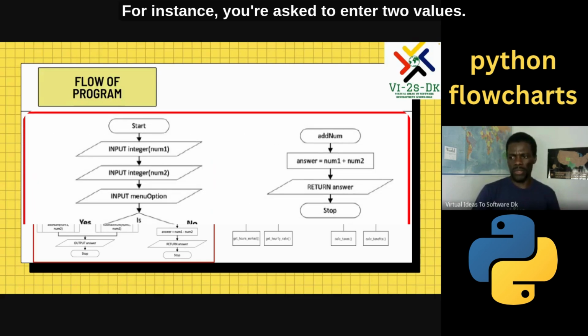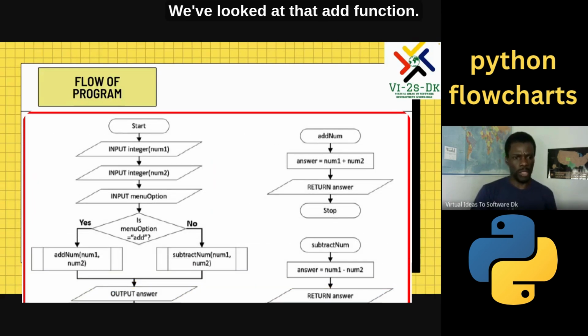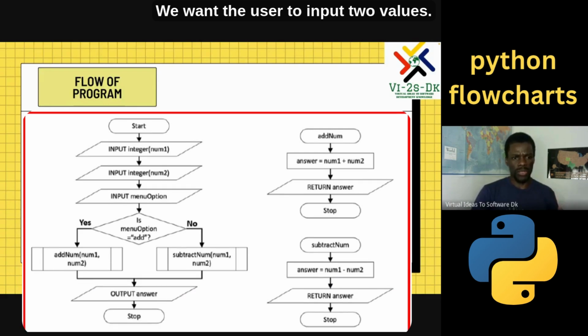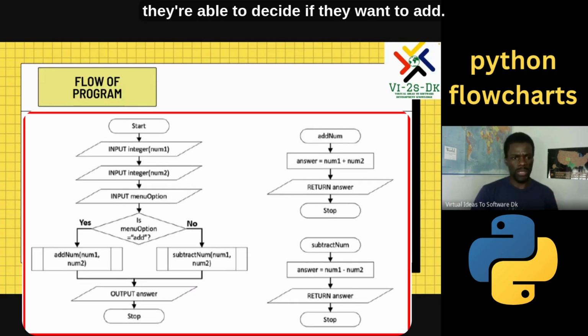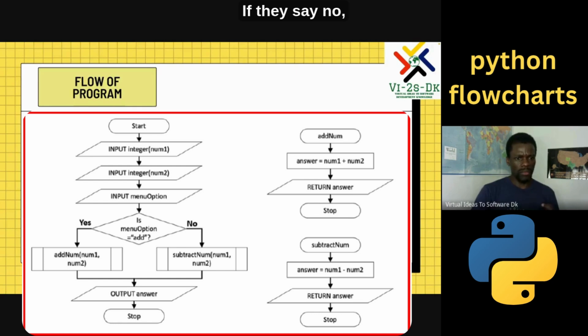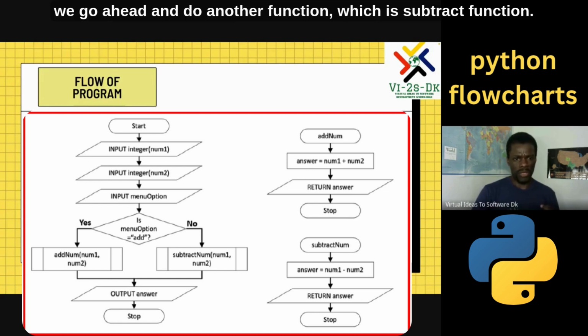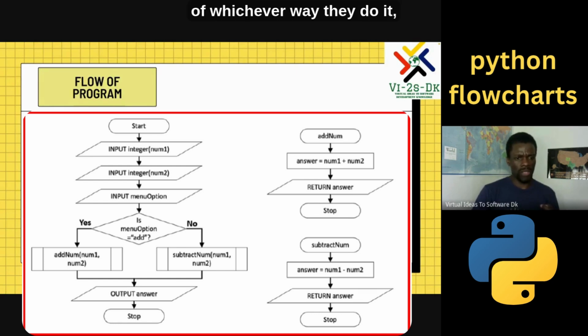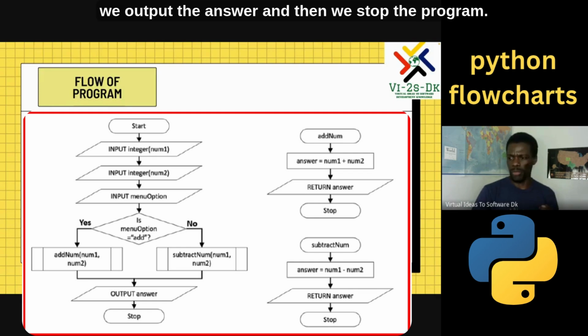For instance, you're asked to enter two values. We've looked at that add function. We want the user to input two values, and then when they get to the menu, they're able to decide if they want to add. Do you want to add, yes or no? If they say yes, we go ahead and do an add function. If they say no, we go ahead and do another function, which is a subtract function. Regardless of whichever way they do it, we output the answer, and then we stop the program.